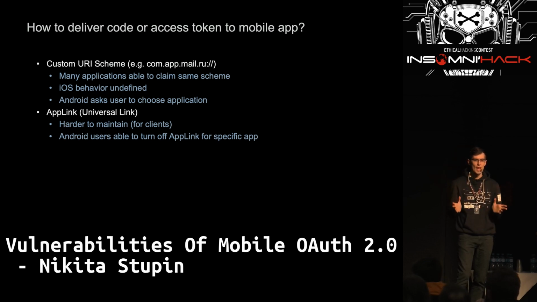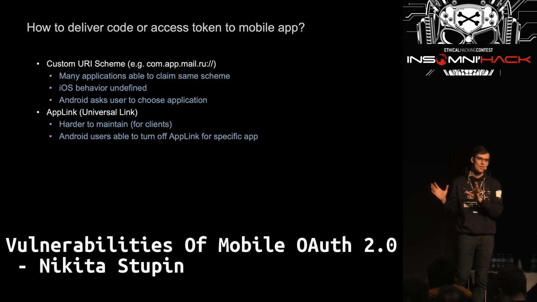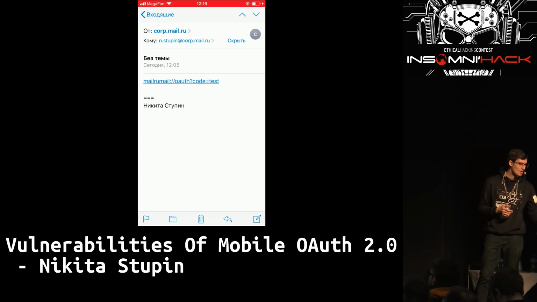But what happens when two different applications claim the same custom URI scheme? It turns out that on Android, the user will be asked to choose the application in which they want to open this link. And on iOS, the behavior is undefined. In the official Apple documentation, it says undefined. But it's not really so undefined, and to show that, let me present to you a screencast.